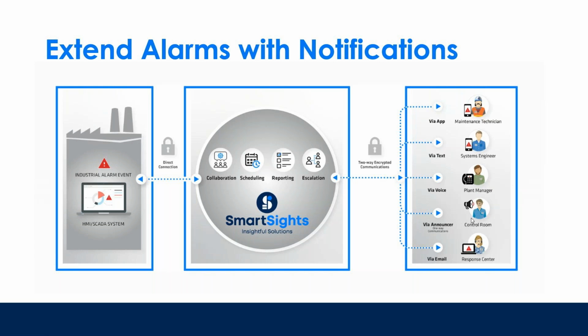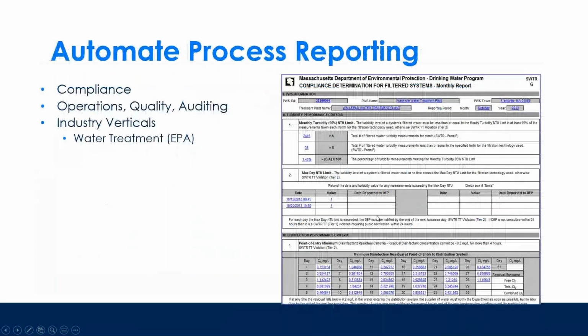And the way it does this is by being aware of the people in your organization, their roles, their work schedules, their relationship to each other. So it knows who to notify at what time and knows how to escalate alarms if people don't answer. And it knows the methods by which people are reachable, whether that be our app, a text message, email, or voice. Our other core area of capability is automated process reporting.